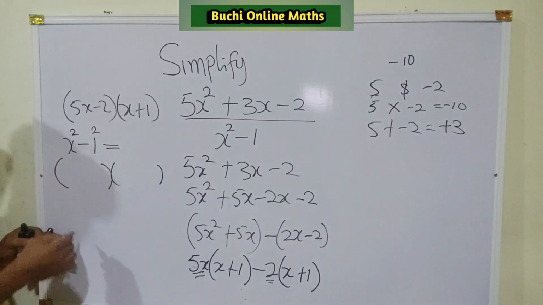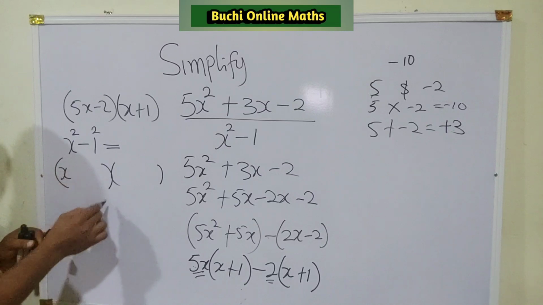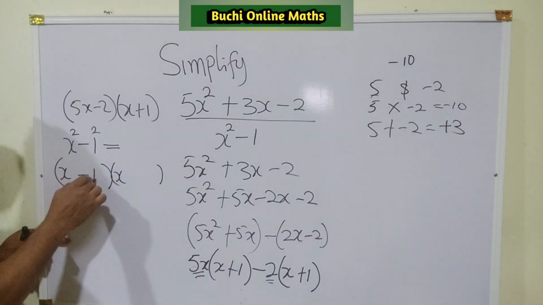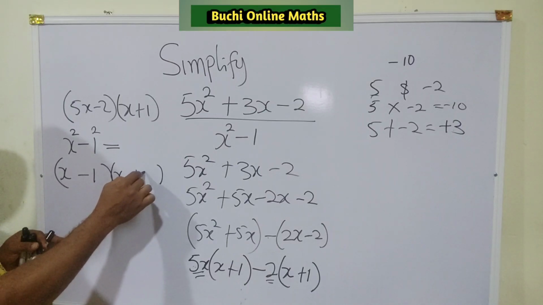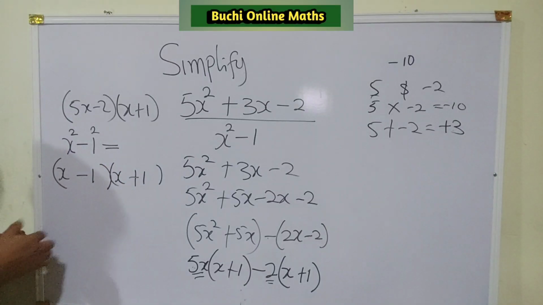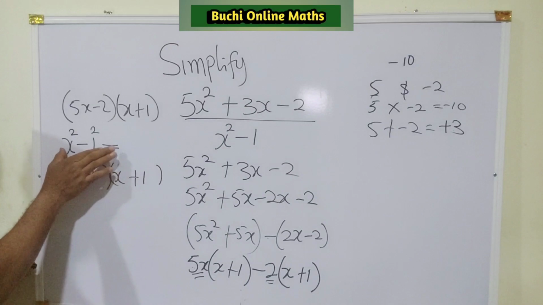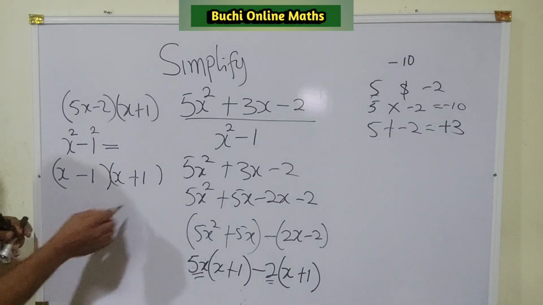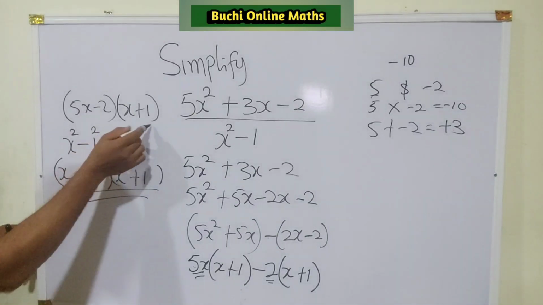When you open two brackets, the first thing here will be x, here will be x. Then we have the first one as −1, and the second bracket will be +1. When you close this bracket, you will get back this perfect square. So we have this and we have this.